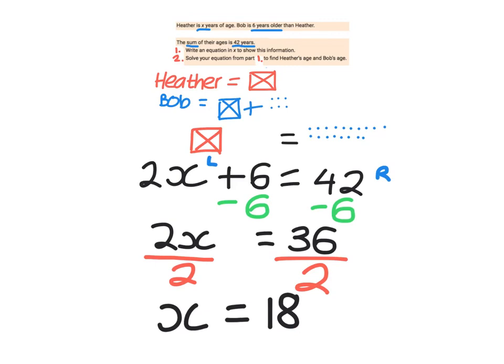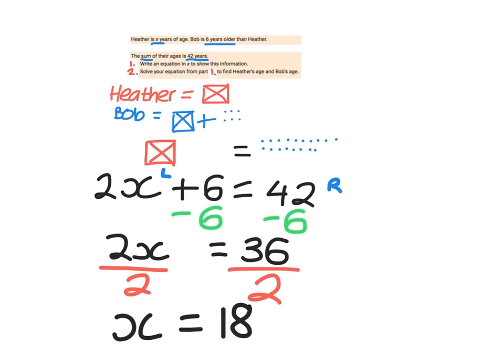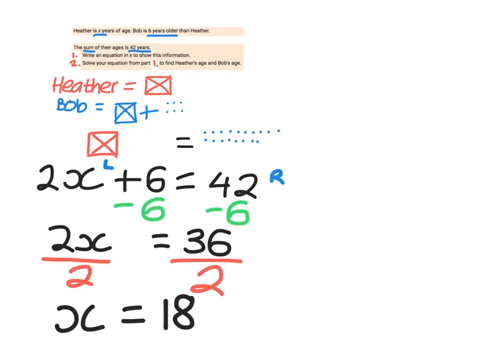Now, are we at the end? We go back to our question and check. It said, solve your equation from part 1 to find Heather's age and Bob's age. Okay, so it told us that Heather is x years of age. And we know that x is 18. So we can say Heather is 18.